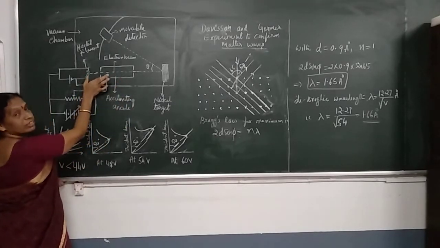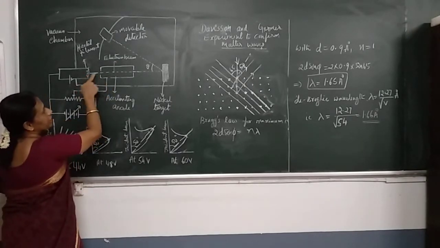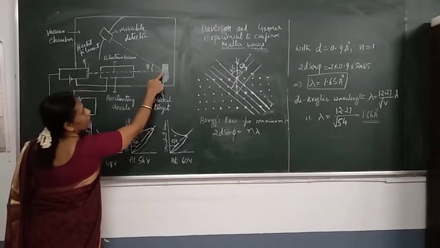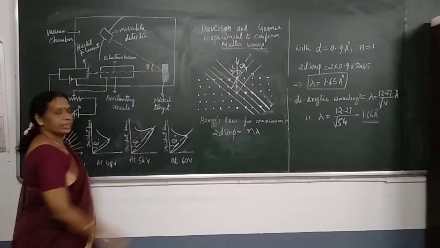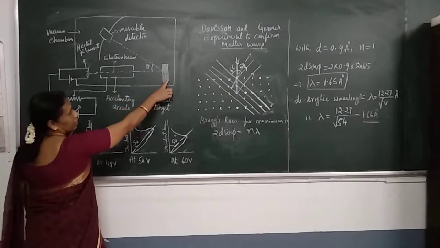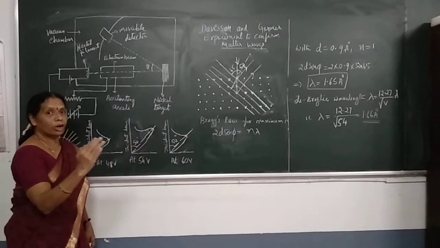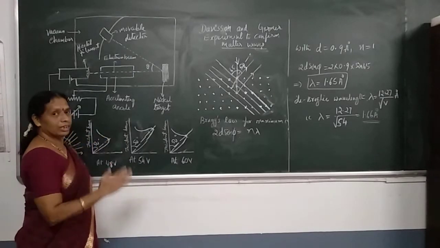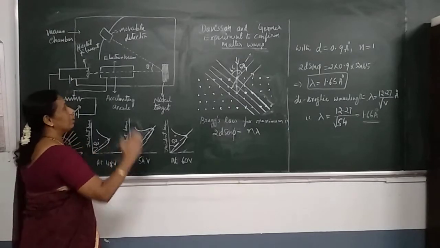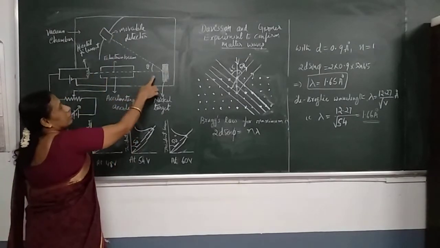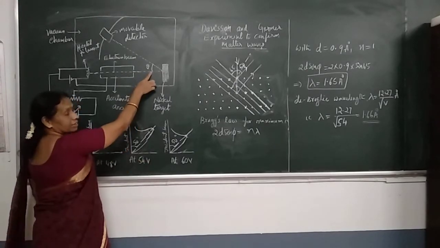A potential difference is maintained here using this source. Those accelerated electrons travel along this path. This is the electron beam. The electron beam hits the target, the nickel crystal. And the electrons get scattered from the different atomic planes of the nickel crystal, and they get scattered with certain angles, say theta. This is the angle of deflection.